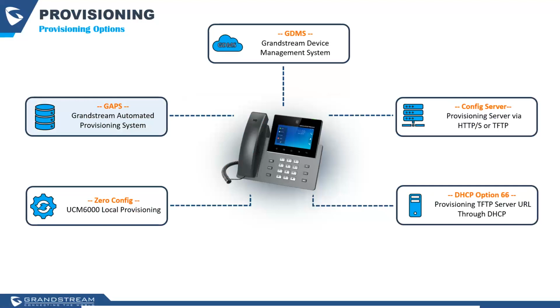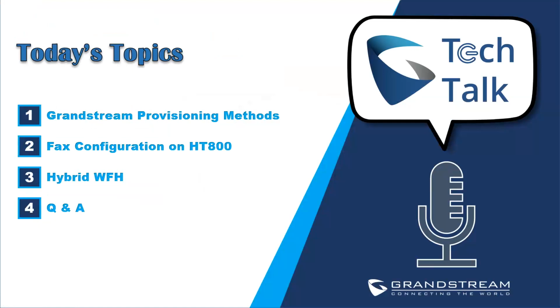As you might know, every quarter, Grandstream sends a survey to our customers to choose a topic that you would like us to include. So based on the last survey we did, these are the three top chosen topics. The first topic is about the Grandstream provisioning methods that are supported by Grandstream endpoints. The second one is fax configuration using HT8xx series. And the third topic is the hybrid work from home.